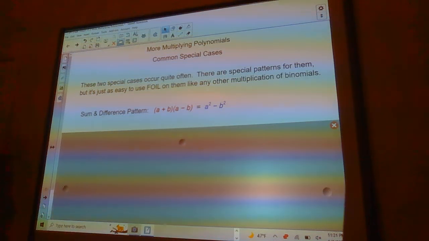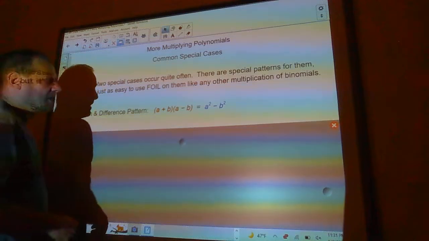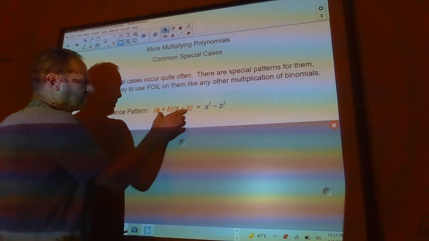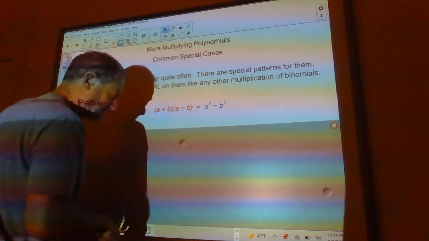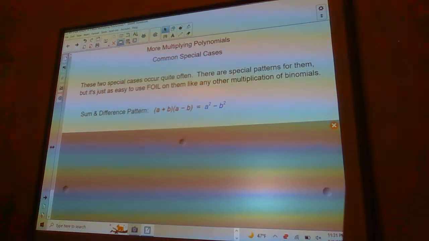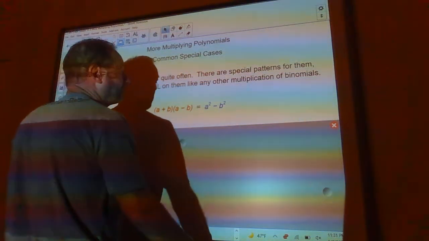Now this is a pattern, you really should know this pattern because you run across it all the time. And you run across it both directions. You run across it from here to here, and you also run across it a lot from here to here when you're factoring. So, a plus b times a minus b ends up being a squared minus b squared.